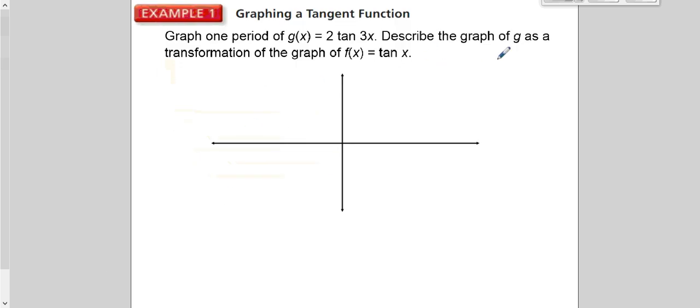Graphing a tangent function. Remember, a tangent function is going to go up to the right and be centered on the y-axis. Describe the graph of g as a transformation of the graph of f of x equals tangent x. So we have two transformations. We have a 2 and a 3. Let's talk about those first before we make our graph. What does the 2 do?